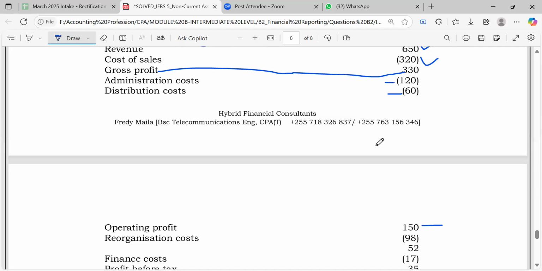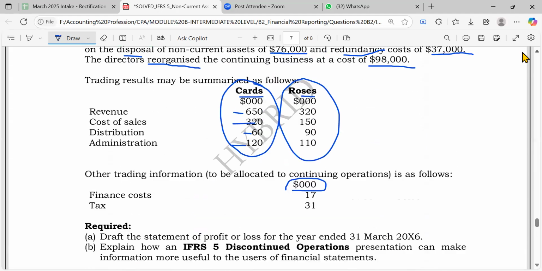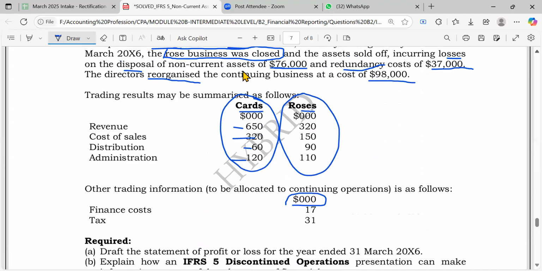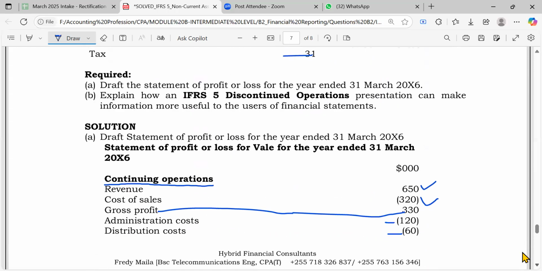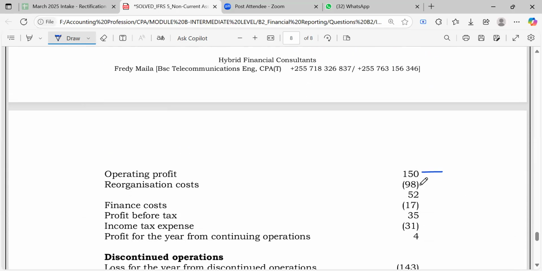And then you have the reorganization costs now, right? Like I told you, the reorganization cost, you reorganize because you want to proceed with your business. So reorganization cost here was 98,000. And then you are told other trading information for continuing operation. You have the finance cost at 17,000 and tax at 31. So everything has been computed. You just need to arrange them. So you have the reorganization cost at 98, and we take your operating profit 150 minus 98.